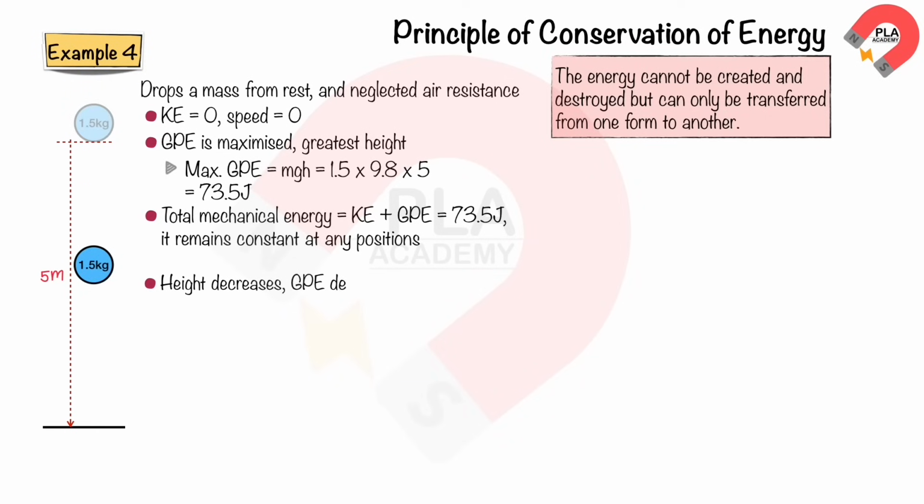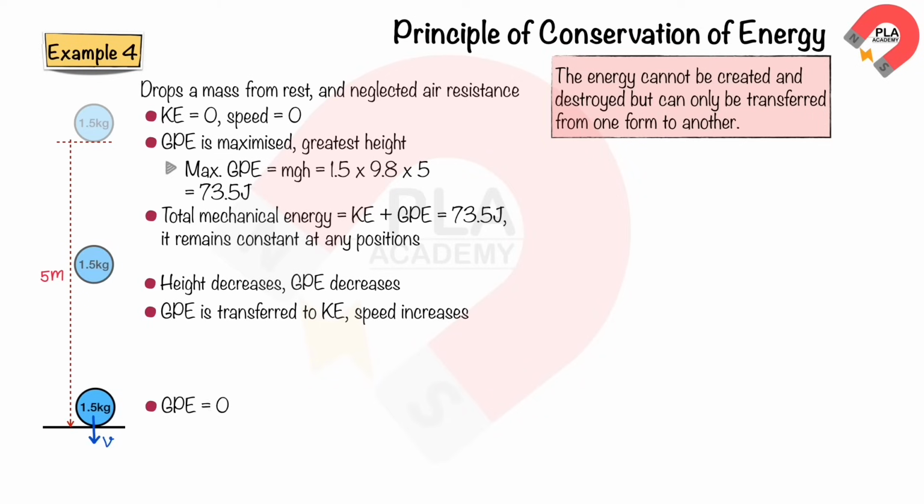As the mass moves downward, its height decreases, leading to a decrease in gravitational potential energy. This gravitational potential energy transfers into kinetic energy, causing the speed to increase. When the mass reaches the ground with a speed, v, its gravitational potential energy becomes zero since the height is zero.